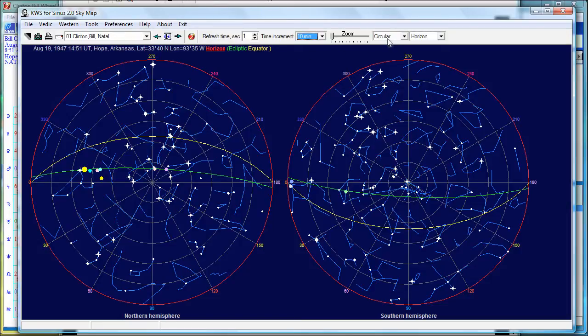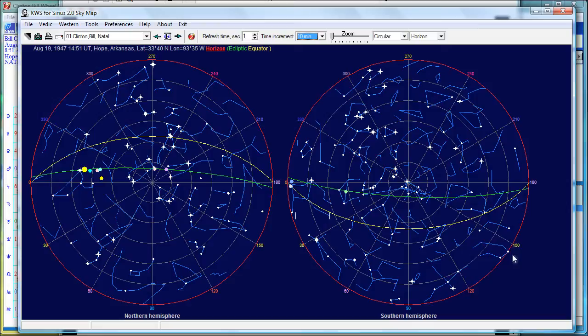I've got horizon and circular selected. So that means this is the horizon, this red thing. It tells me here, red is horizon. Around the outside, and this circle on the right is half the sky below the horizon. On the left is half the sky above the horizon. And right here there's a star. And if I put my arrow there, it tells me it's Vindemiatrix. So Vindemiatrix is on the horizon and just below the horizon.